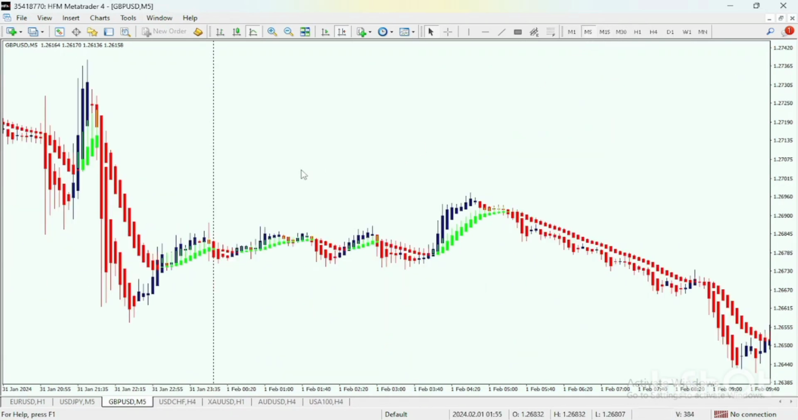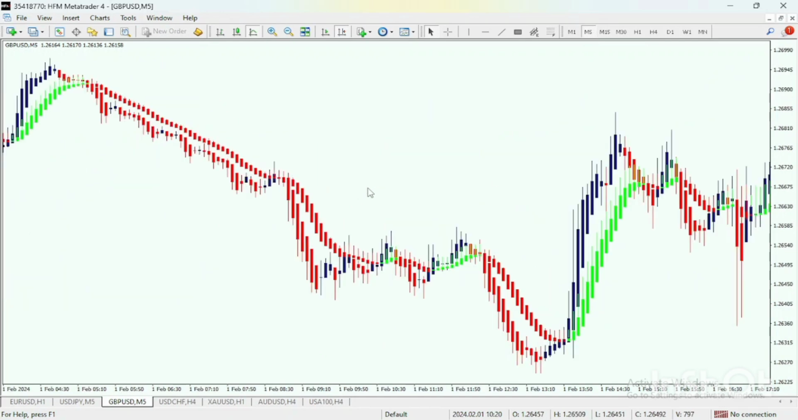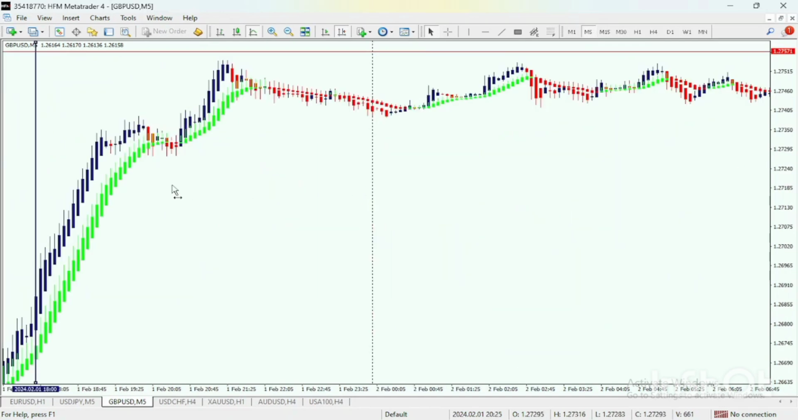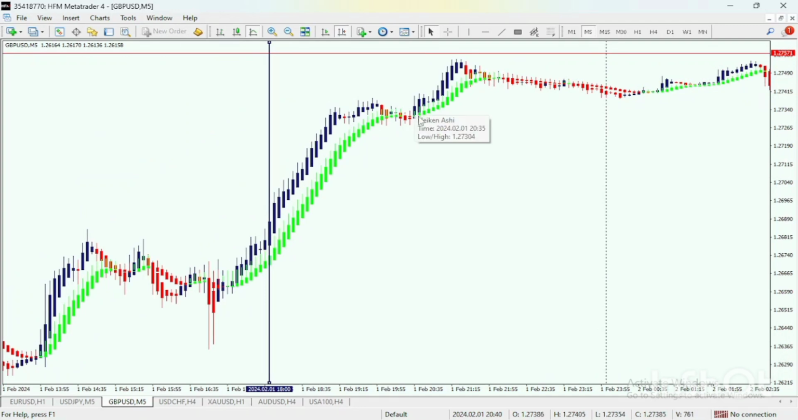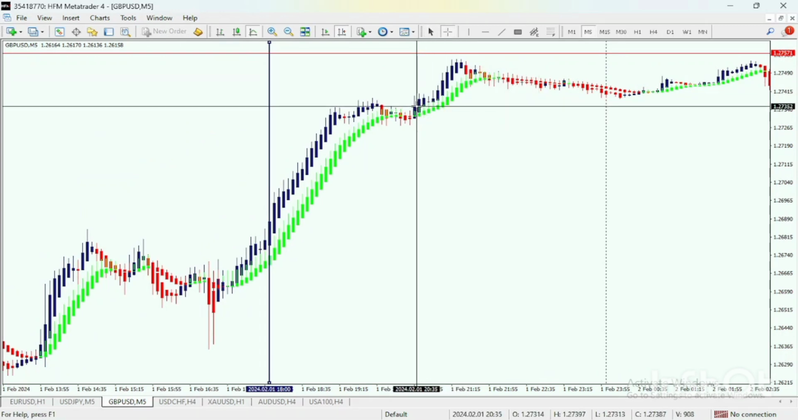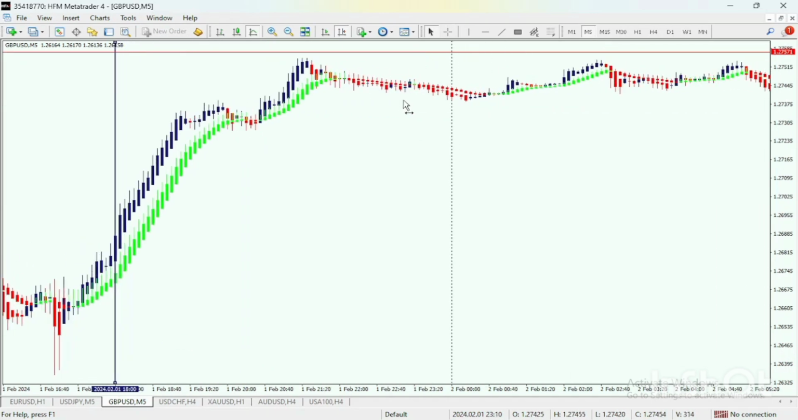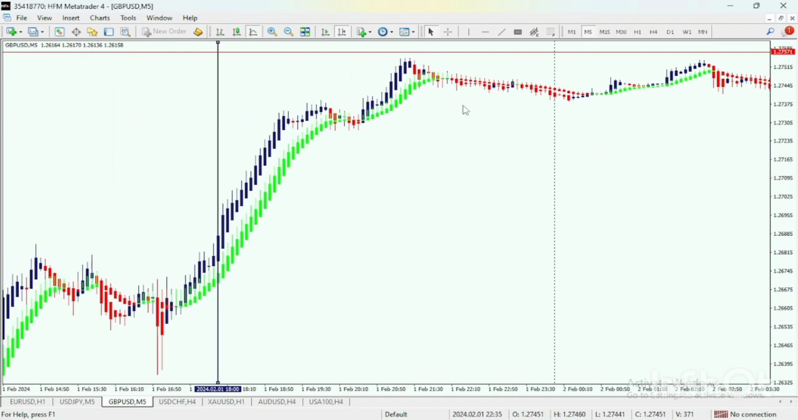Let's go on the 5, because why do I use the 5 minutes? Because the 5 minutes gives me a quick move. So you can see we have this move to the downside, then we pushed up to the upside. This way I would have likely entered, and we have almost 20 pips here. You understand? So that's it.